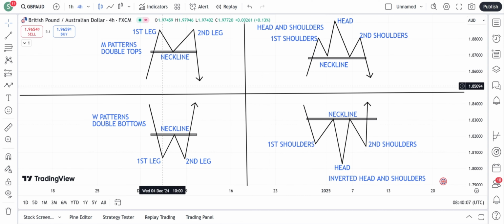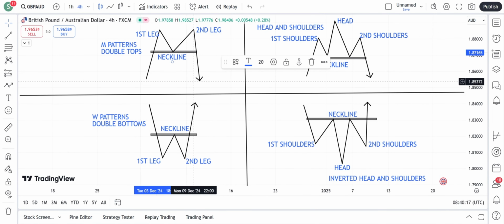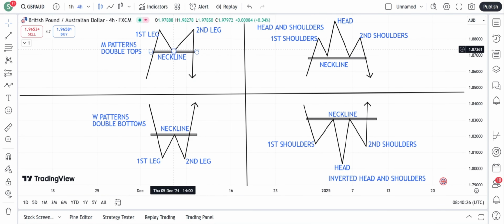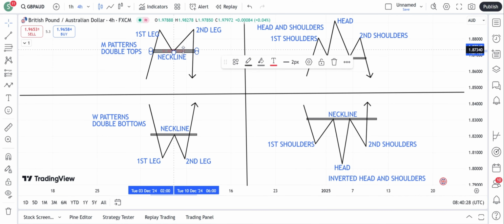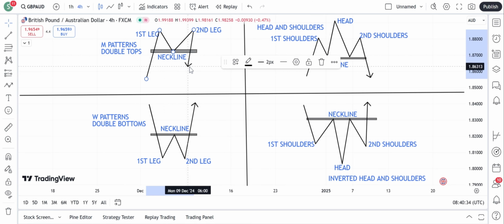So the characteristics that make up an M pattern, a double top: we can see this is the first leg. Now we have the second leg, and here we have the neckline. Immediately price breaks the neckline, this pattern is being formed. So it's very simple. Until price breaks below the neckline, the pattern is not being formed. That means until a candle closes below this place, the pattern has not yet formed.